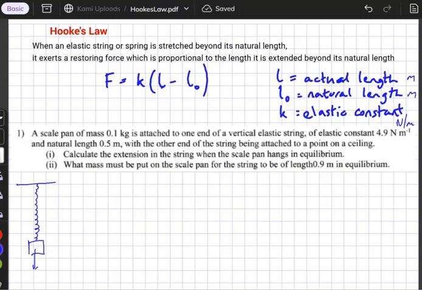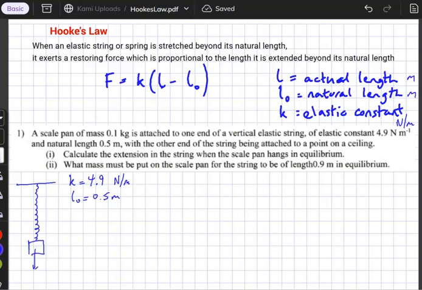So the constant is 4.9, by the way, measured in newtons per meter. And the natural length is 0.5, so 50 centimeters, with the other end of the string being attached to a point on the ceiling.